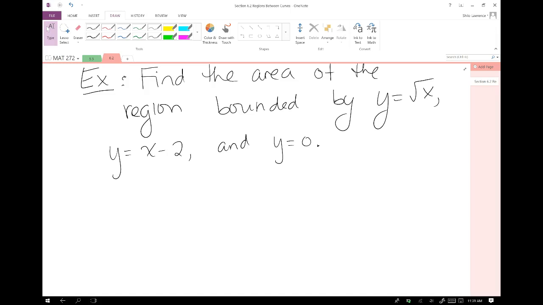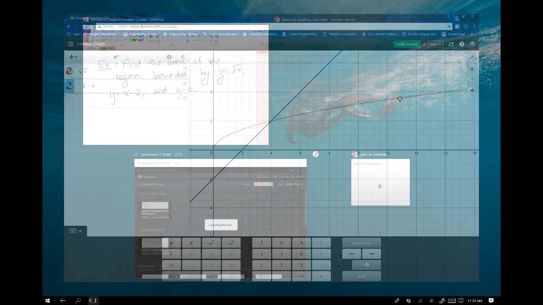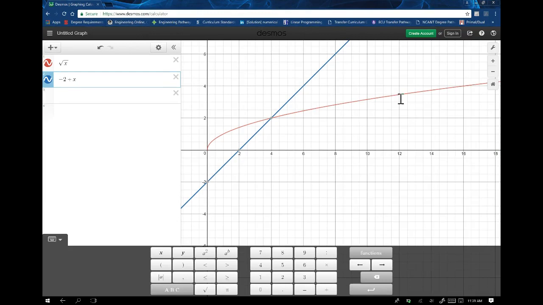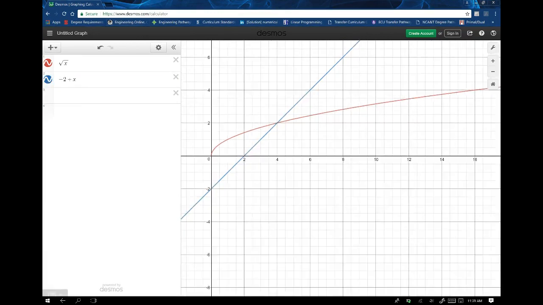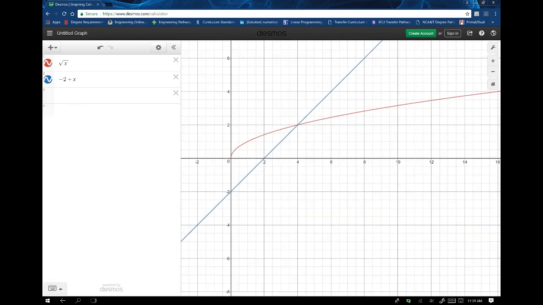If you are not sure how to quickly graph these 3 functions, you are more than welcome to use your graphing calculator to quickly graph these 3 functions and see what they look like. You could also use Desmos at www.desmos.com. This is a really nice online graphing calculator. I almost like it a little bit more. Not almost, I do like it more than our handheld TI-84s. It's a lot easier to use.